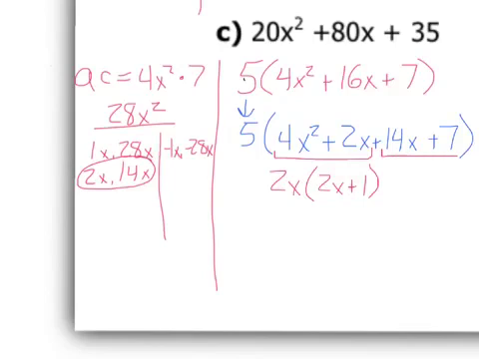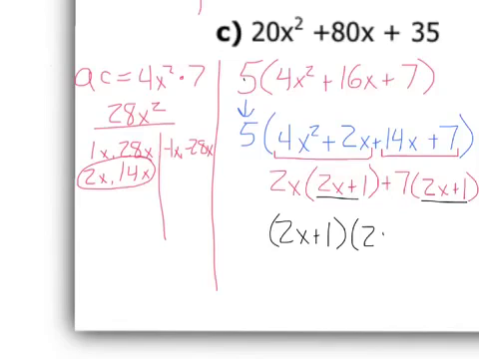Then I group with my last 2 terms. Out of 14 and 7, it looks like I can bring out a 7. So plus 7. 14x divided by 7 is 2x. 7 divided by 7 is plus 1. My parentheses match. So 2x plus 1 comes out front. And 2x plus 7 is left over.